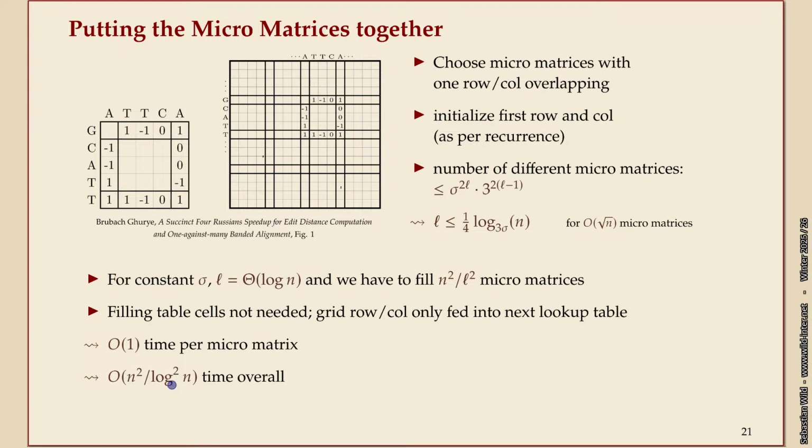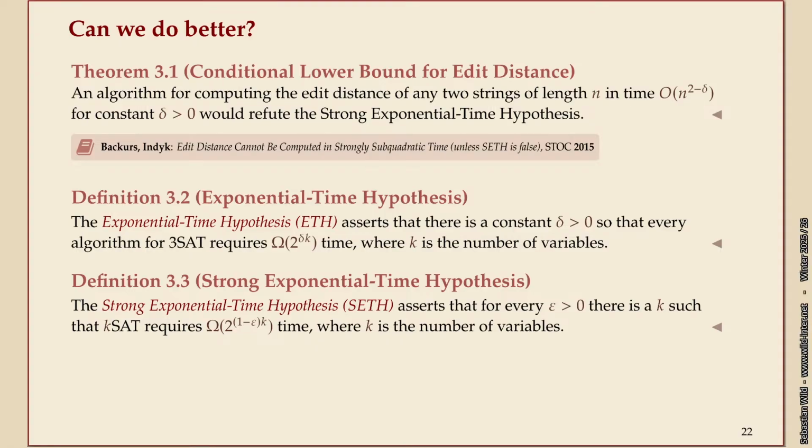So overall time under these assumptions is improved a good bit. You essentially get two logarithmic factors of speedup. One from filling fewer numbers: the number of things you fill in goes down by this logarithmic factor. And you're also speeding up the computation in the micro matrices by doing table lookup. It becomes constant time, what used to be linear in the size of the submatrix. Okay, so that's the positive part.